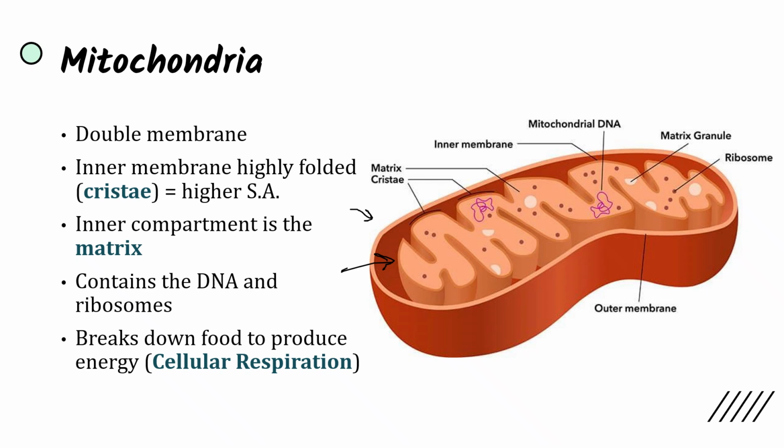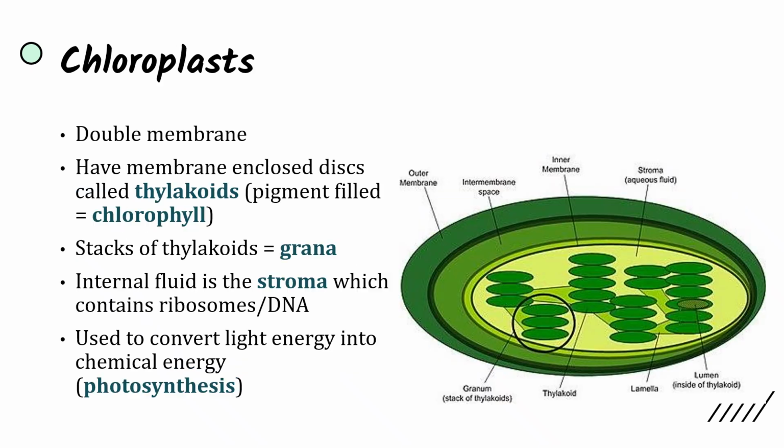And the main purpose of the mitochondria is to break down food in order to produce energy, otherwise known as cellular respiration. So the mitochondria is going to take the food that you eat, and it's going to break the bonds within the food in order to release energy in the form of ATP. And we'll have a whole other lesson on cellular respiration. But now let's take a look at its counterpart.